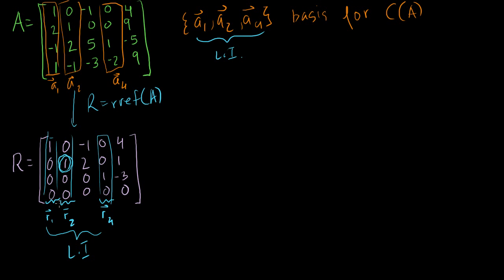And I showed in the last video that if we know that these are linearly independent, then, given that R has the same null space as A, we know that these guys have to be linearly independent. I did that in the very last video.